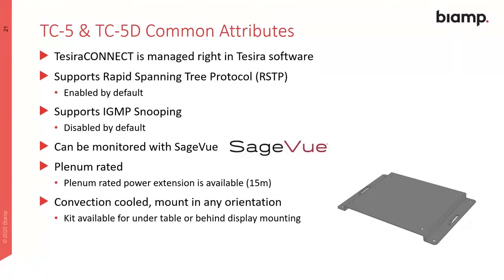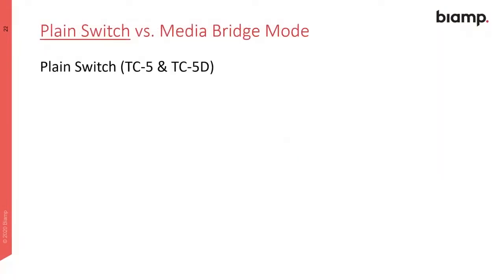Okay, so let's explore what's the difference between the plain switch and the media bridge mode. There are two ways to connect the TesiraCONNECT and TesiraCONNECT 5D. The first one is the plain switch. We will explore what the plain switch is. In the plain switch, only AVB data and control traffic can be configured. You cannot have Dante while you are in the plain switch.